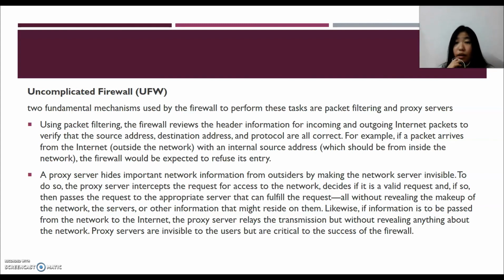A proxy server hides important network information from outsiders by making the network server invisible. To do so, the proxy server intercepts the request for access to the network, decides if it is a valid request, and if so, then passes the request to an appropriate server that can fulfill the request, all without revealing the address of the network, the server, or other information that might reside on them. Likewise, if information is to be passed from the network to the internet, the proxy server relays the transmission but without revealing anything about the network. Proxy servers are invisible to the user but are critical to the success of the firewall.